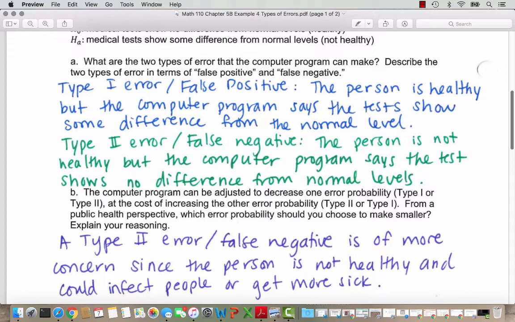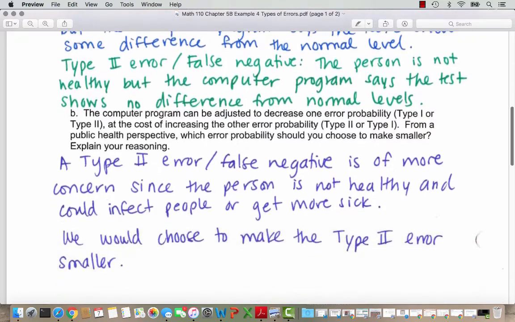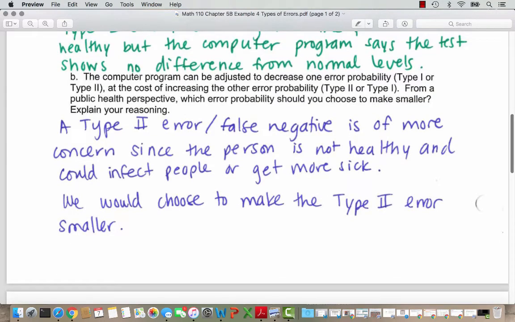Question B. The computer program can be adjusted to decrease one error probability, type 1 or type 2, at the cost of increasing the other error probability, type 2 or type 1. From a public health perspective, which error probability should you choose to make smaller? Explain your reasoning. So a type 2 error or false negative is of more concern since a person is not healthy and could infect people or get more sick. So we would choose to make the type 2 error smaller.